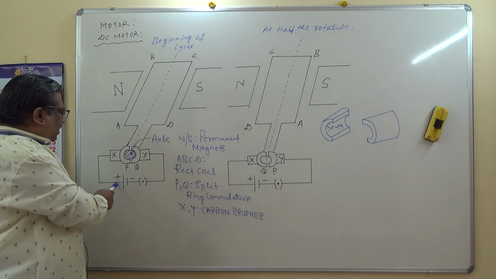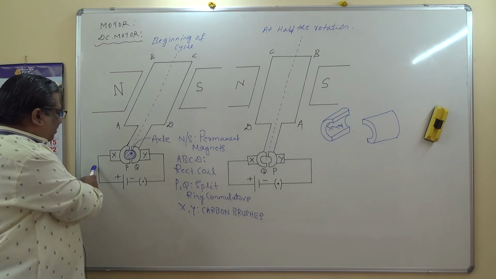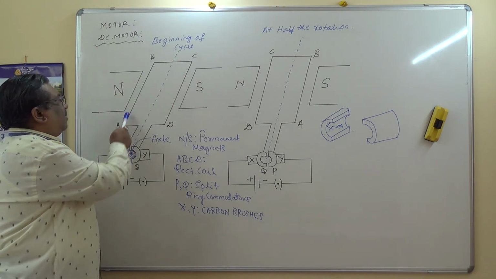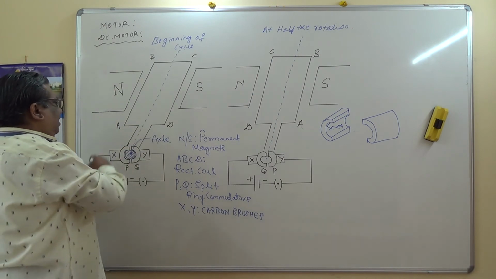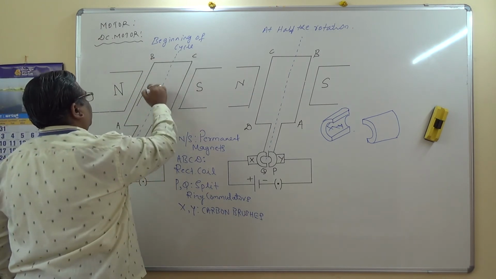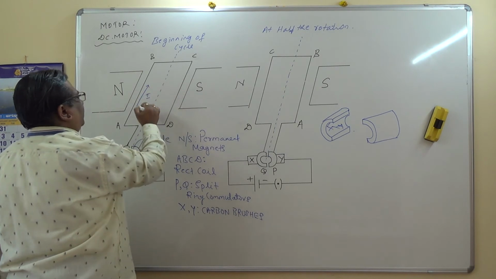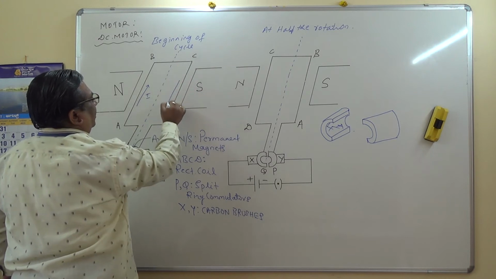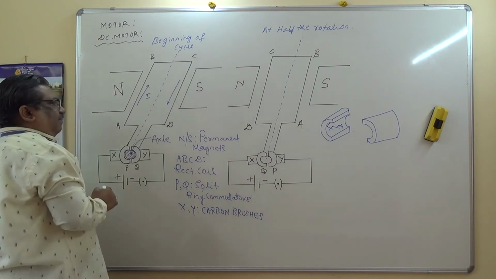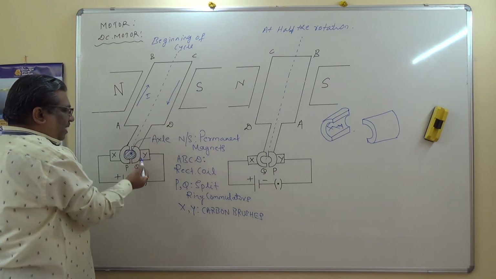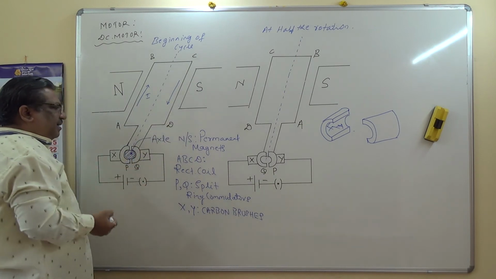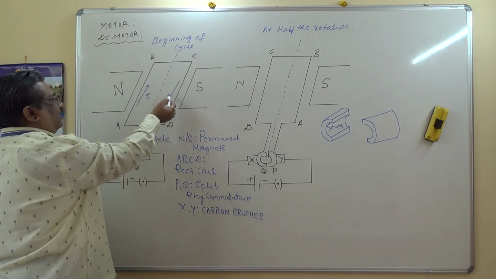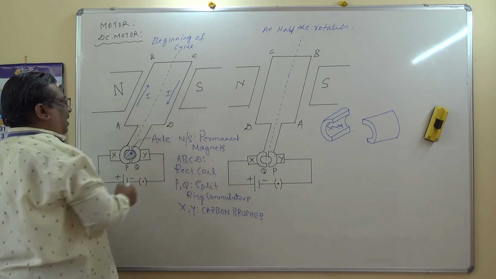Okay, let us start this now. Let us switch on. The current flows from the positive terminal to the carbon brush X. It comes to arm AB. The direction of the current is from A to B, and then from B to C, and then from C to D in arm CD. This is the direction, and it comes back to carbon brush Y, and then the circuit gets completed. So in arm AB and arm CD, these are the directions of the current which have been marked.